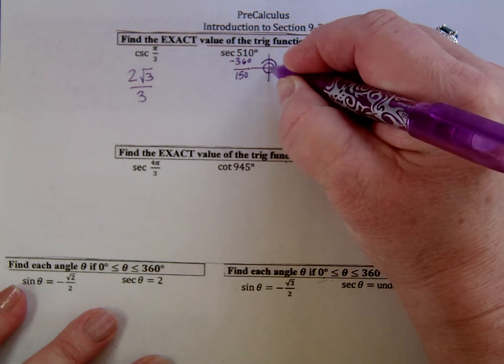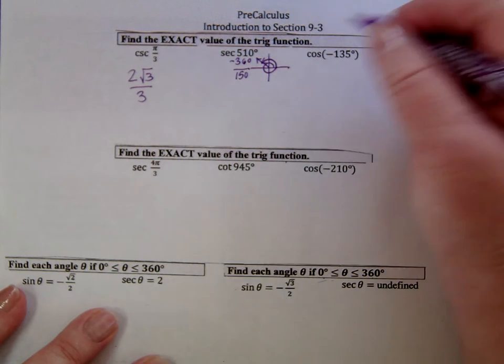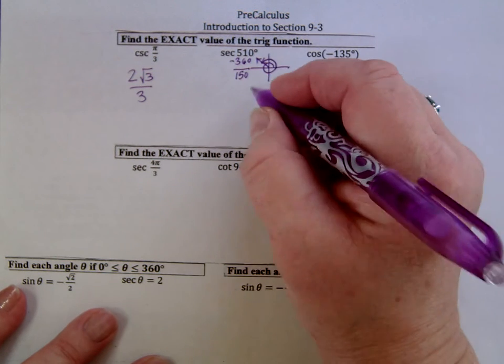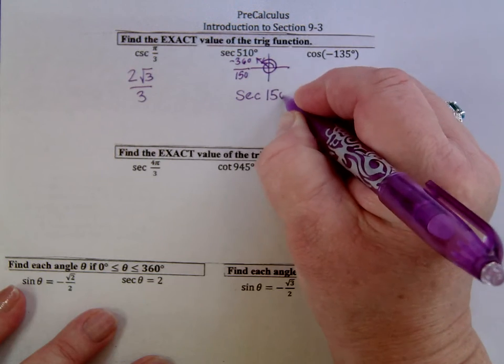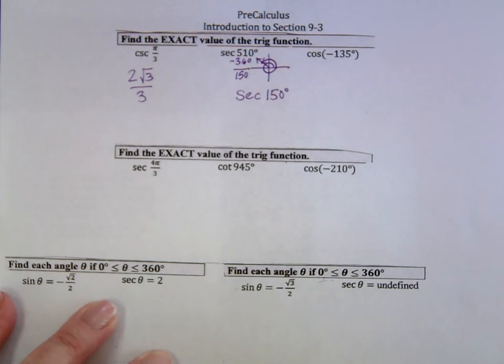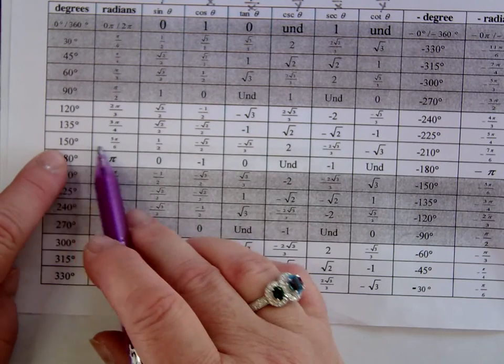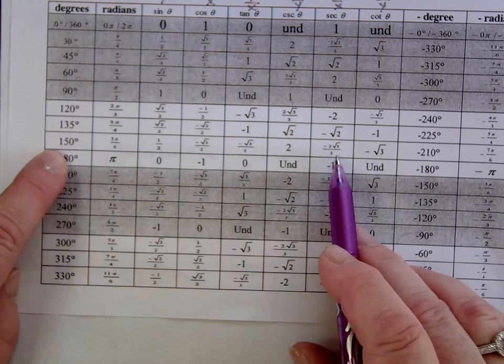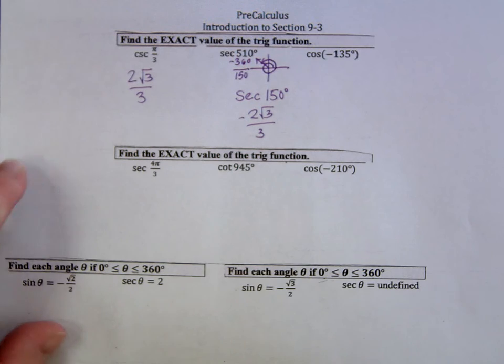That's 90, and I'm not quite getting to 180. So this is where it would land. So the secant of 510 degrees is the same exact place I'd go if I were the secant of 150 degrees. And guess what? 150 degrees is on your chart. So if you go to 150 degrees, that's here. You want the secant, go to secant, that's here. And that would be negative 2 square roots of 3 over 3. So negative 2 square roots of 3 over 3.